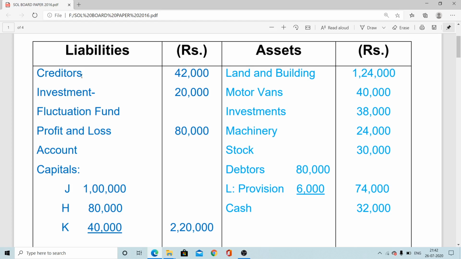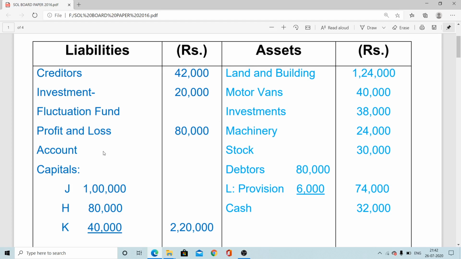It is like a short-term, external liability. Investment fluctuation fund is in respect of investment. Like if the investment value changes, at that time we can consider this fund. This is mainly maintained for investment change purposes.